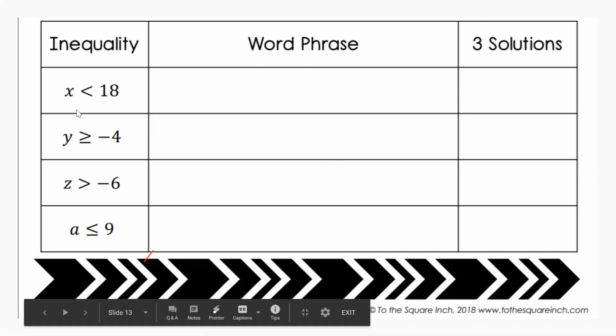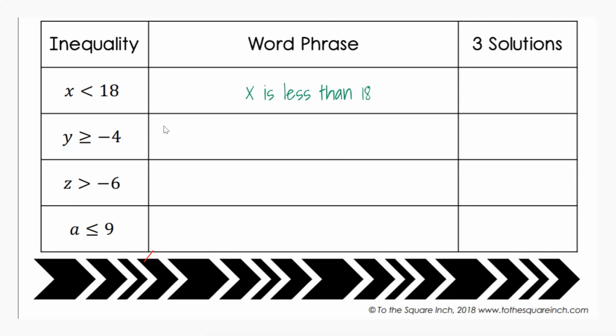So our first one, we read this right here as x is less than 18. And 3 possible solutions to this are 17, 4, and negative 18. Any number smaller than 18 is a solution.